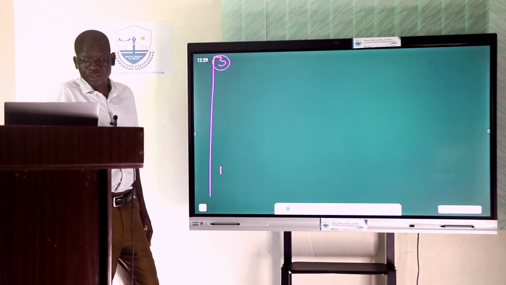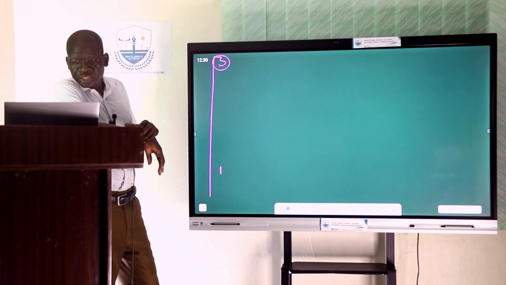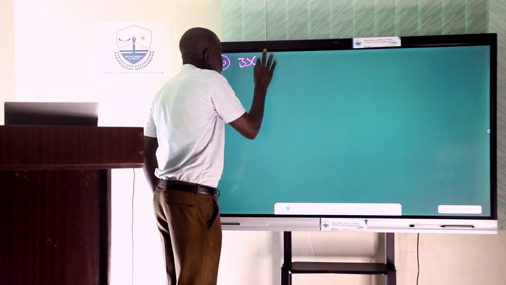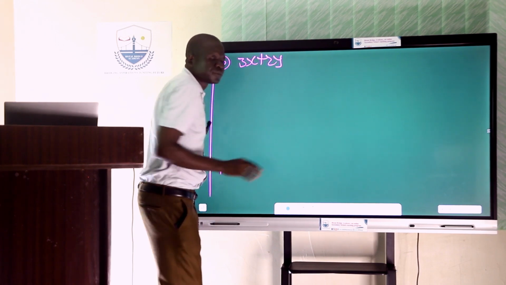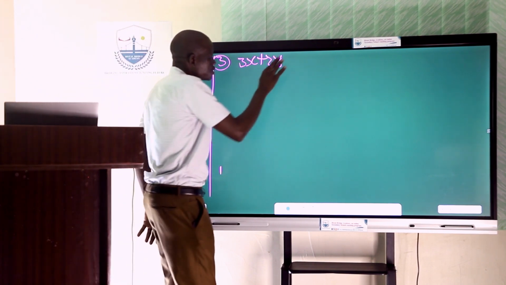We have showed the region for which 3x plus 2y is less than 6.